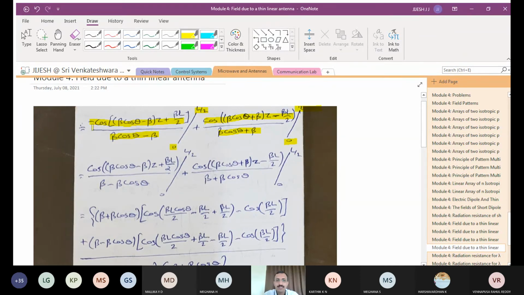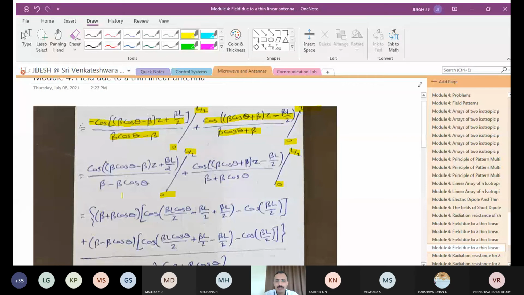Since here negative is there, I have just shuffled the terms down. Beta minus beta cos theta, here it is beta plus beta cos theta. So you can just substitute the limits 0 to L by 2. All of you know how to substitute the limits and simplify it.